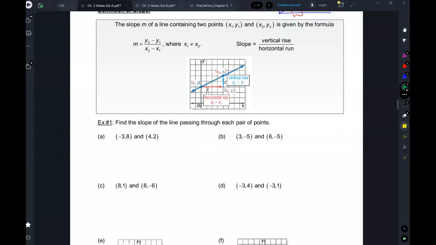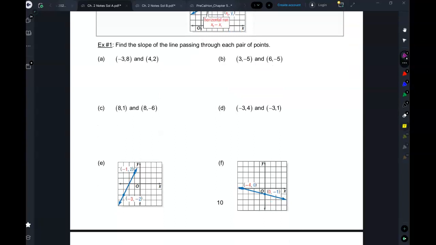So the formula that you've always seen for slope is this one: y2 minus y1 over x2 minus x1. So basically you have 2 points. You label them x1, y1, x2, y2, and then you plug it into the formula. So let's go ahead and do this first one. I have 2 points here, negative 3, 8 and 4, 2. You first want to label them x1, y1, x2, y2.